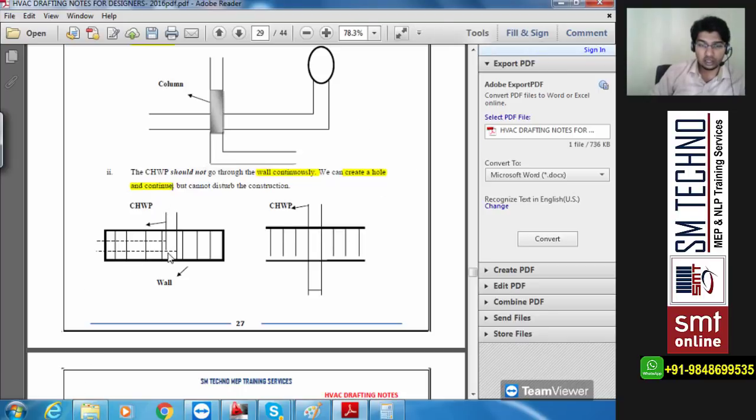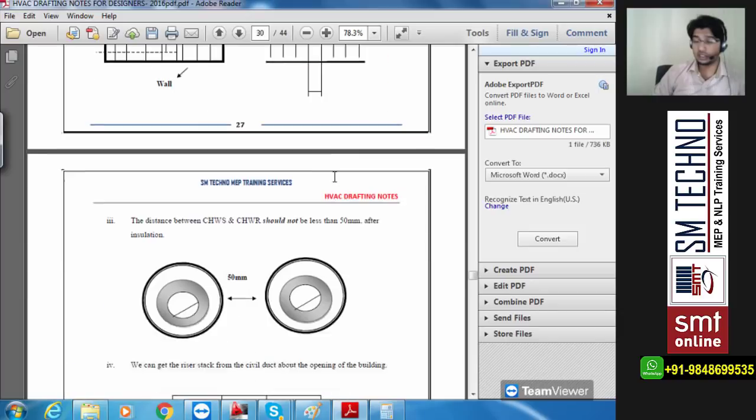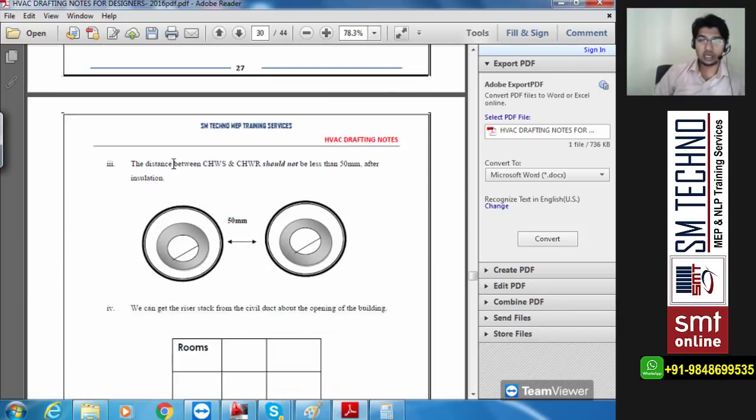See, this way you have taken the pipe. In the first diagram, you have taken the pipe and you are moving totally laterally in the direction breaking the bricks, which is incorrect. But the correct procedure is you can make your pipe flow through one end from the other end. Making it left and right connection is not possible. Okay, you have to keep these things in mind. Last point, the distance between CHWS and CHWR, that is chill water supply, chill water return, after installation should not be less than 50 mm.